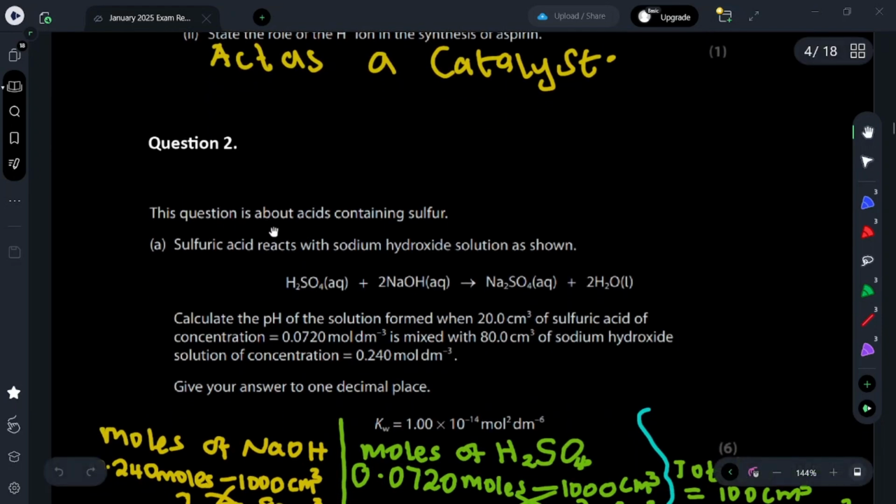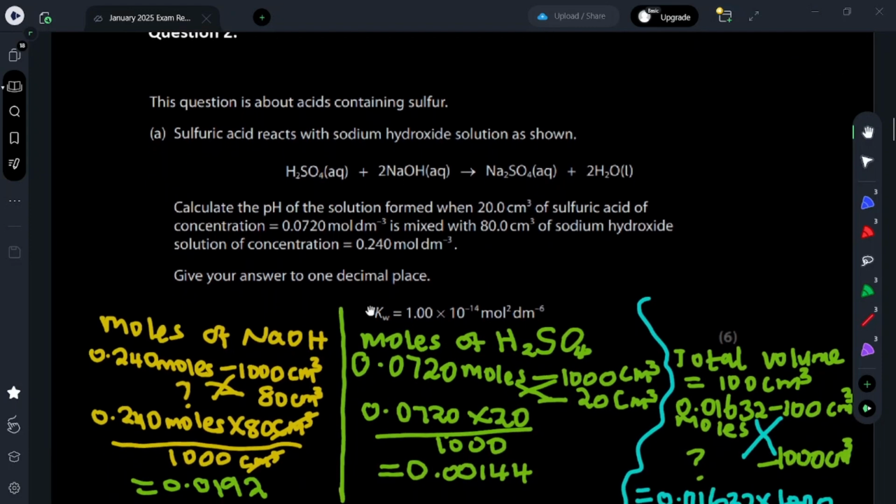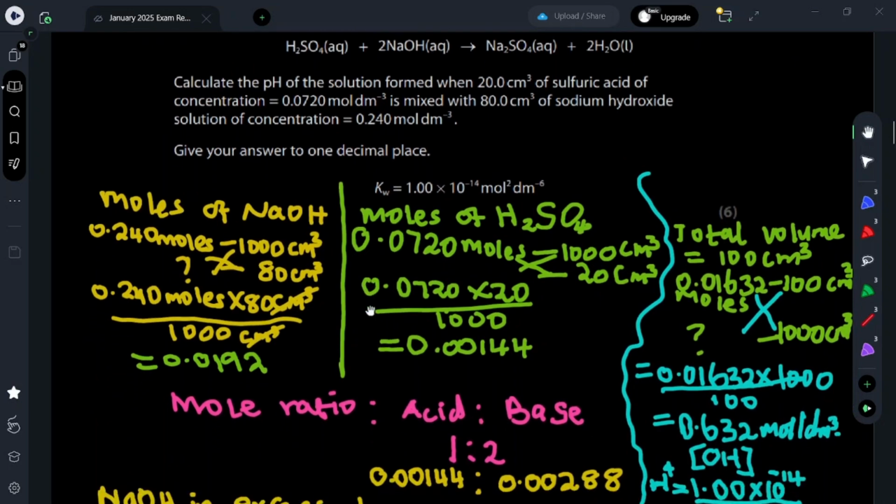This question is about acids containing sulfur. Sulfuric acid reacts with sodium hydroxide solution as shown. So we have the equation for the reaction between sodium hydroxide and sulfuric acid. Calculate the pH of the solution formed when 20 centimeters cubed of sulfuric acid of concentration 0.0720 moles per dm cubed is mixed with 80 centimeters cubed of sodium hydroxide solution of concentration 0.240 moles per dm cubed. We are supposed to give our answer to 1 decimal place.